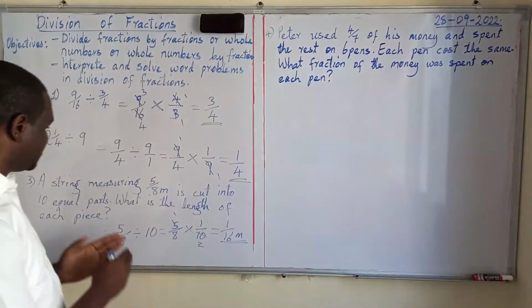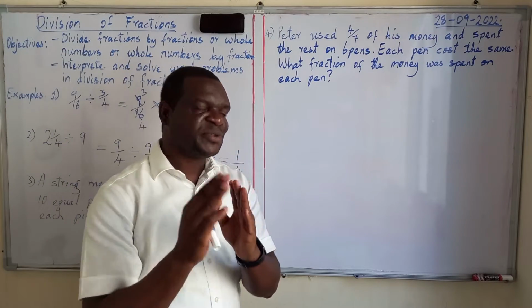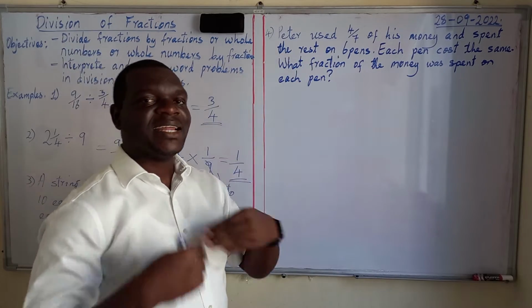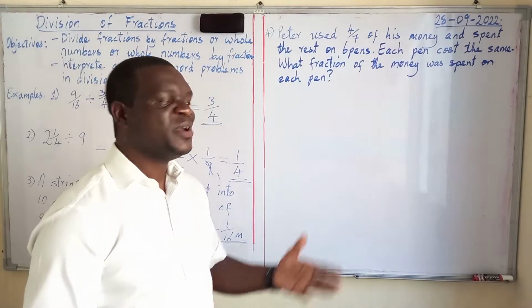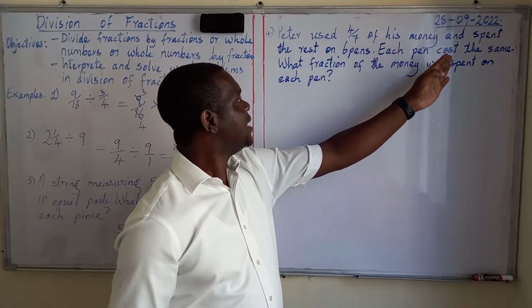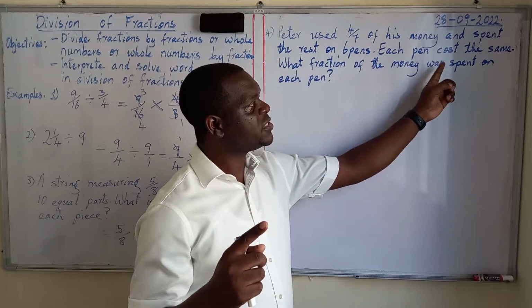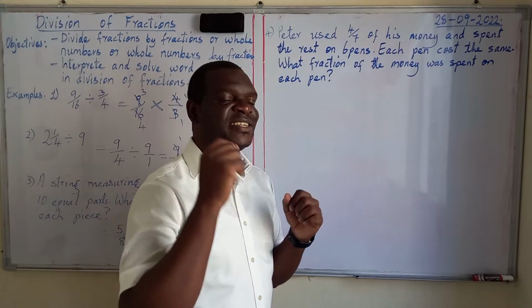It looks similar to the third example, but there is something very particular about this question. So let's follow up. First of all, read, then interpret, and we can show the working on what to do as far as this is concerned. Peter used 4/7 of his money and spent the rest on 6 pens. Each pen cost the same. What fraction of the money was spent on each pen?